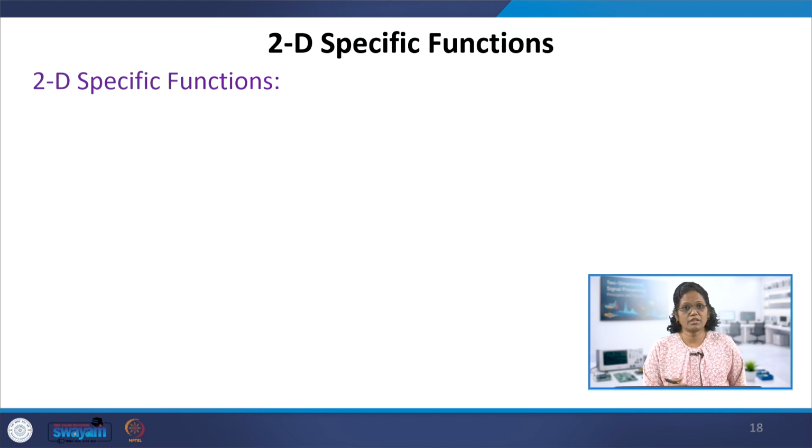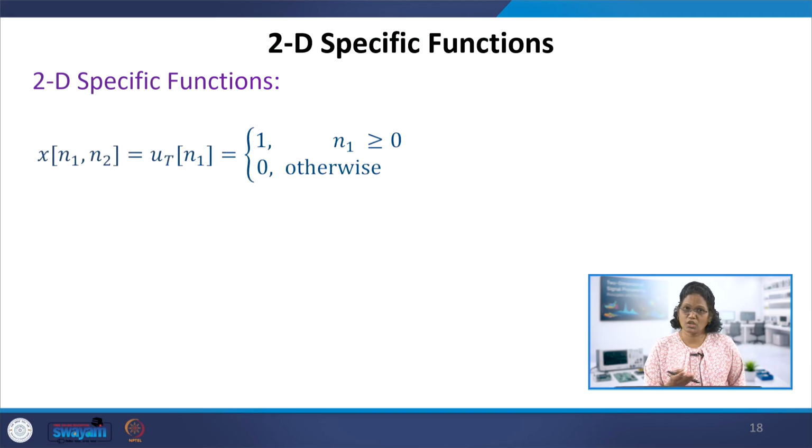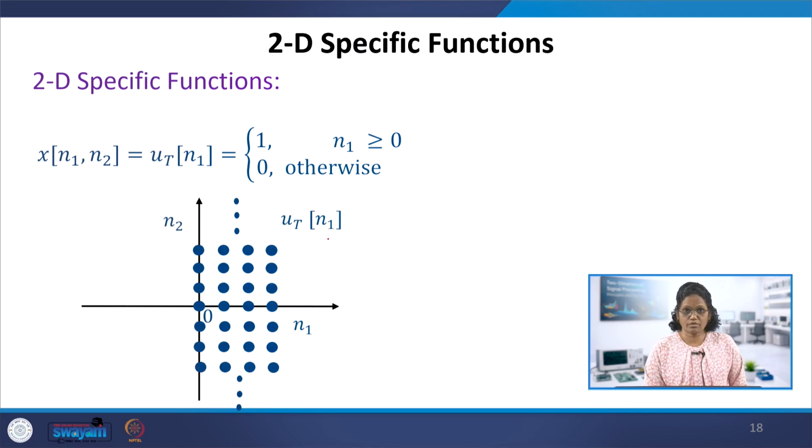And we will also see some specific functions in this case. So, x of n1 comma n2 is u of n1. We have seen that u of n1 comma n2 can be separated into u of n1 and u of n2. What is the meaning of this? This function is equal to 1 for n1 greater than or equal to 0, for all such values of n1, and it is 0 for other values. So, it is like a step sequence.